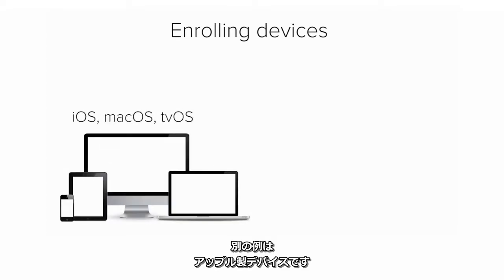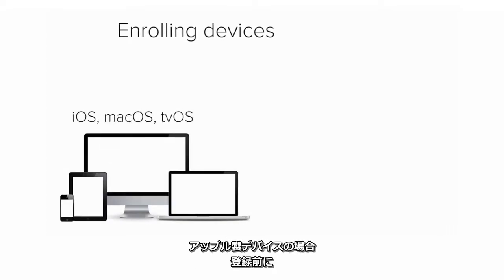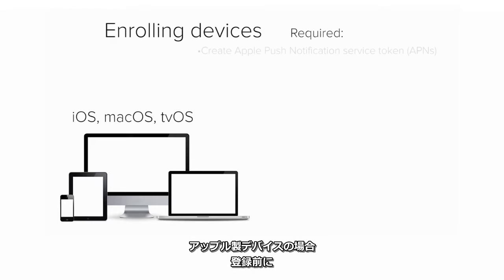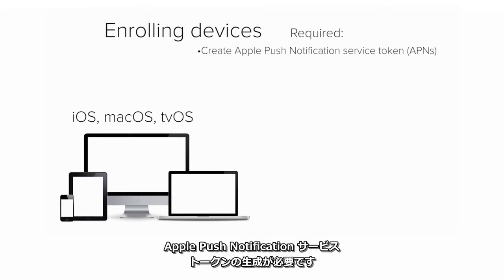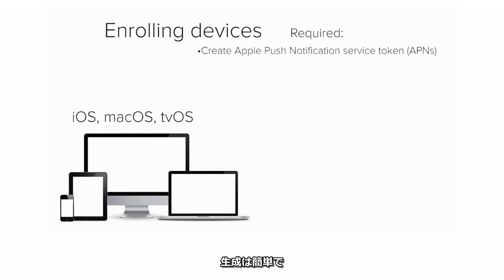Another quick example of how some details about your enrollment may differ between operating systems is with Apple devices. For Apple devices, you are required to create what's called an Apple Push Notification Service token before you can enroll any devices. Sounds like a big name, but don't worry, it's very easy to do, and there's great documentation to help you along the way.